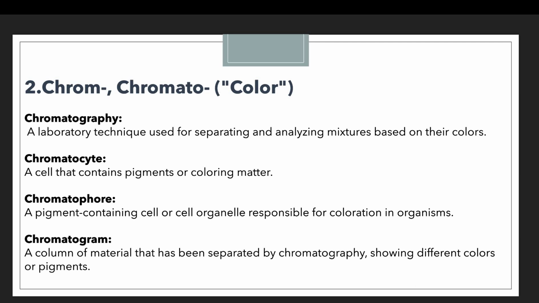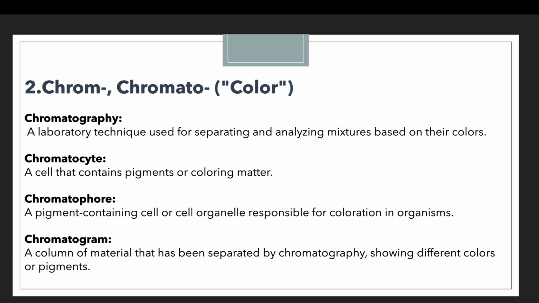Okay, then we have chromatophore. What is chromatophore? Chromatophore is a pigment containing cell responsible for the coloration in the organism. So when we are talking about some kind of pigment which is responsible for the coloration in an organism, then we will denote this with the help of chromatophore.